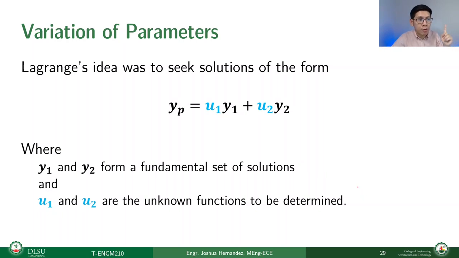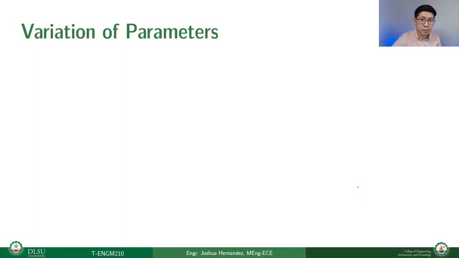If you will recall, what we did in one of our lessons for real and repeated roots was that we were able to get an expression such that when the roots repeat, there is an x and the degree also increases. For example, if twice repeated, then a plus bx. If thrice, then a plus bx plus cx squared, and so on and so forth. So, it is quite similar to this variation of parameters done by Lagrange.